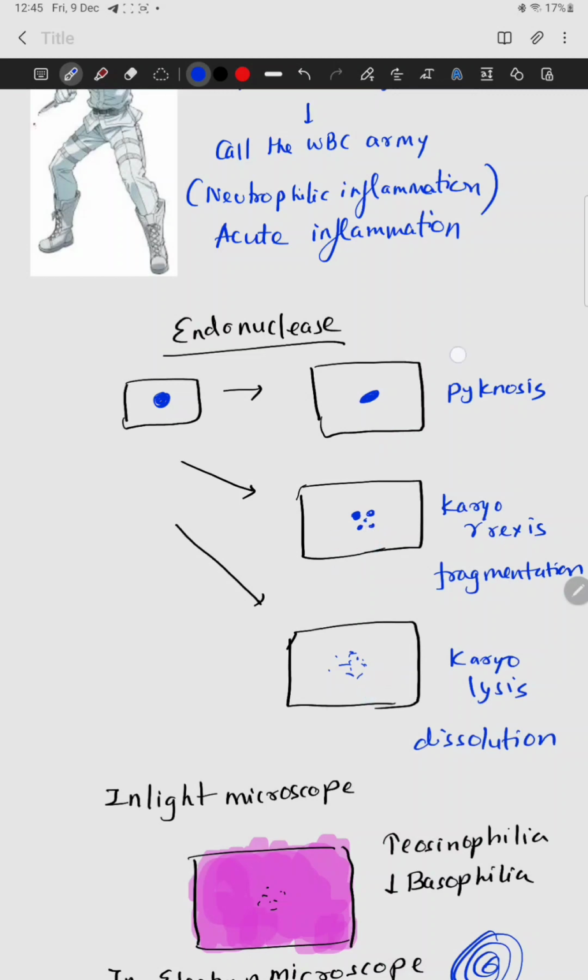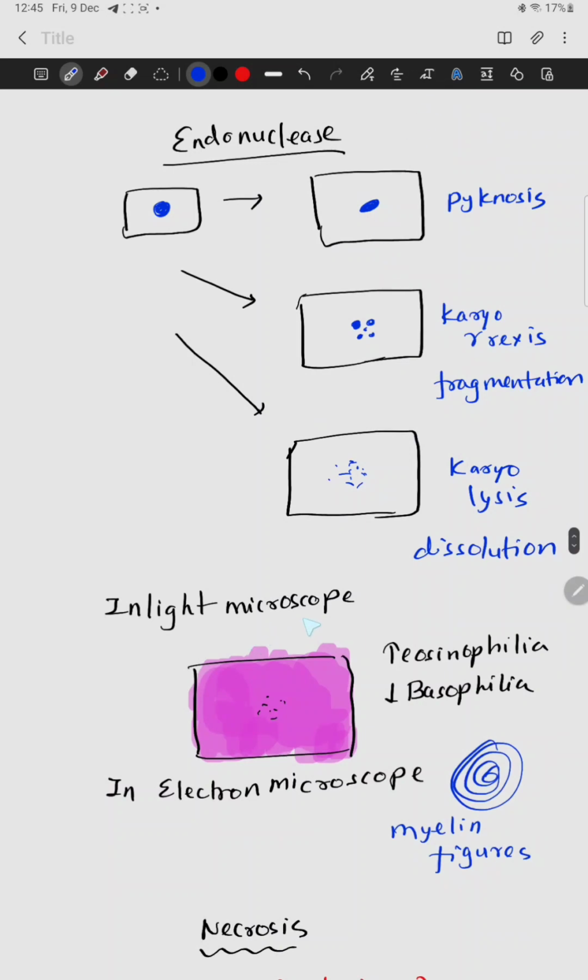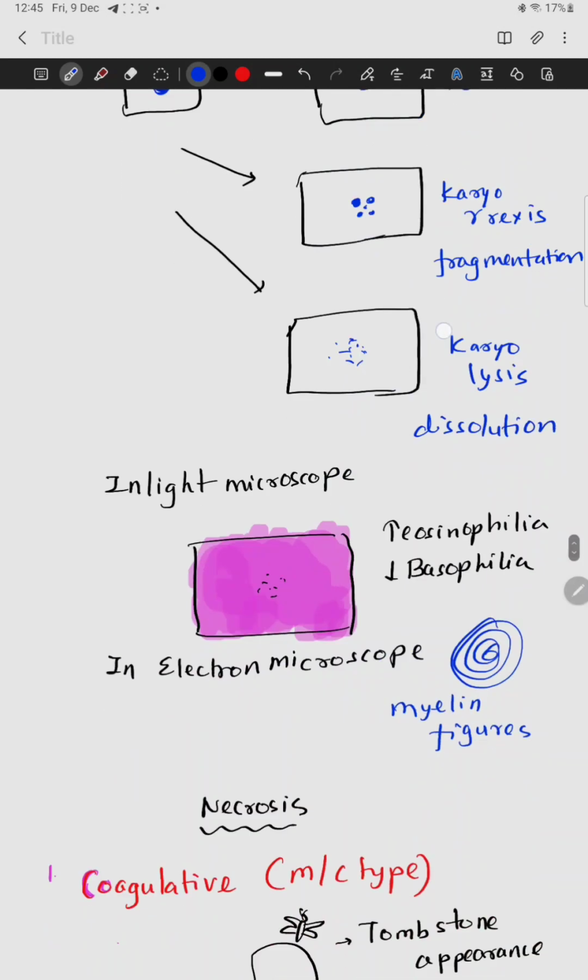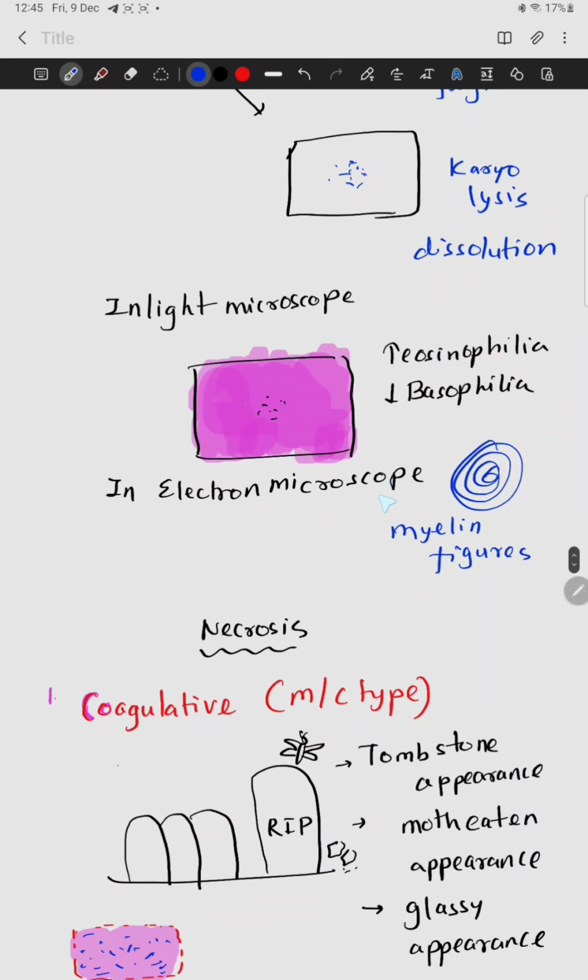Remember, this also happens in necrosis, right? So in light microscopy, how can you see that? Because of all the fragmented proteins they stain pink, right? That is called eosinophilia. Actually, it doesn't mean that the eosinophils are increased over here. Eosinophilia means the pink color is increased, right? So there is increased eosinophilia, and since the nuclei are broken down, there is decreased basophilia, in the sense the blue color is going to decrease. And in electron microscopy, for necrosis, we see something called myelin figures, right?